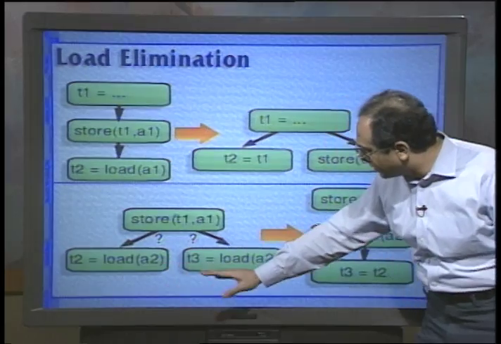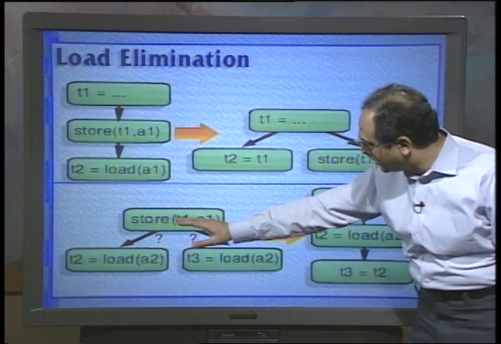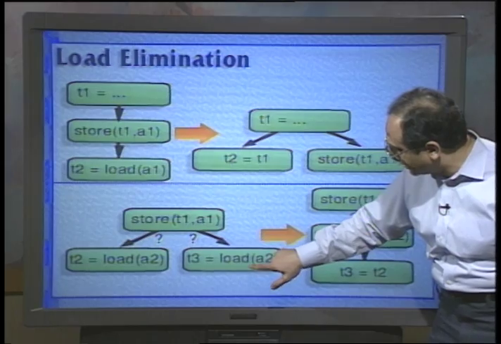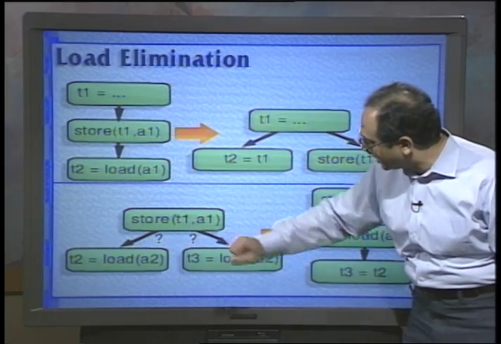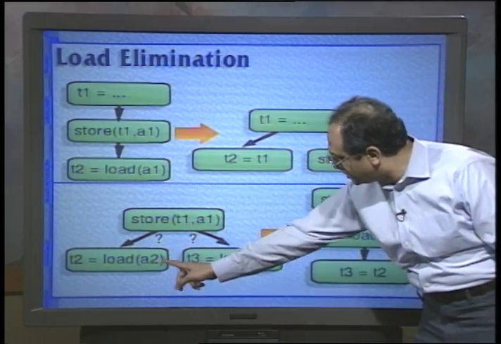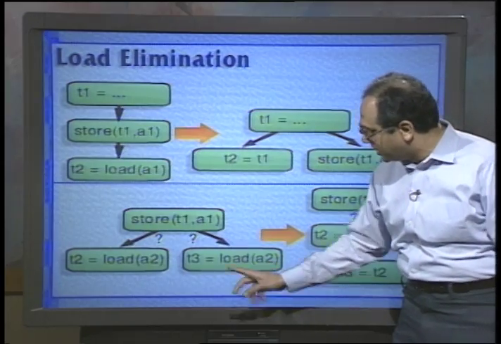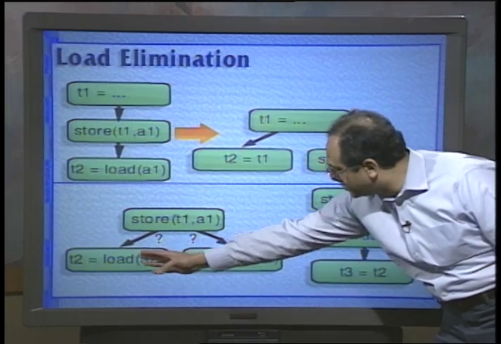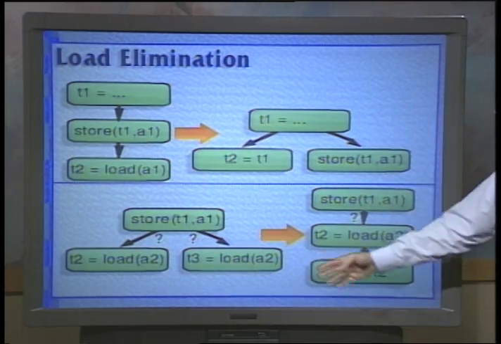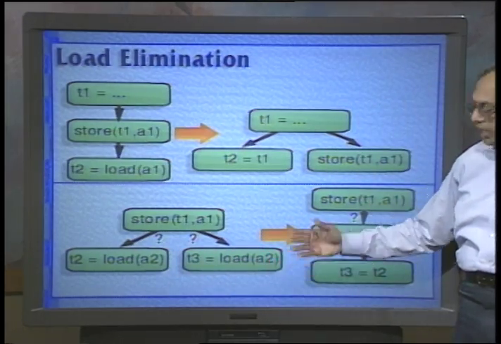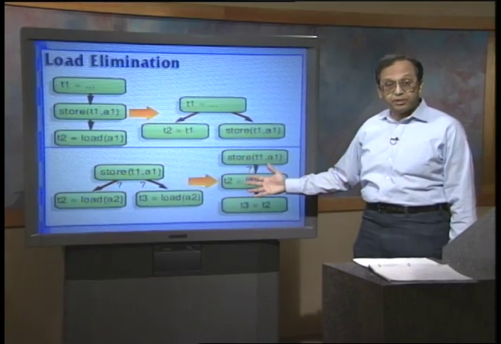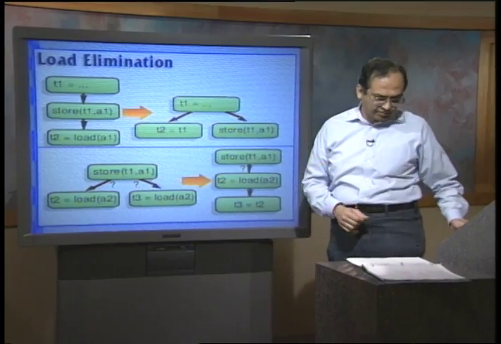Another situation arises where we have two loads that follow a store. And even though we may not be able to prove that these loads are to the same location as the store, if we know that these two loads are to the same address, then we just need to load this once and then do a copy from, say, T2 to T3 to get the effect of the second load. Again, we've eliminated memory bandwidth, though we probably have not made much difference to the critical path length.